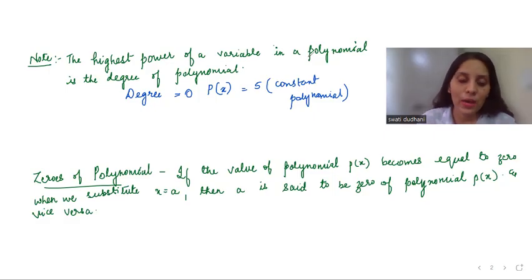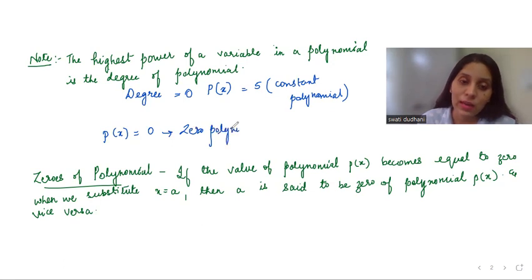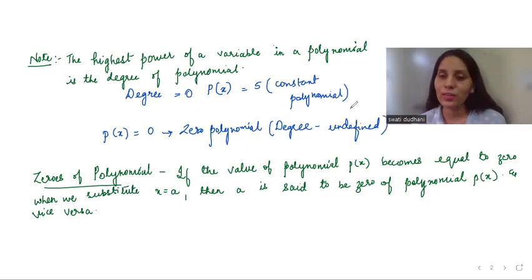They generally come in MCQs. Now next, if at all I have p of x is equal to 0, this is known as zero polynomial. We will discuss it now. And the zero polynomial degree is always undefined. For any zero polynomial, the degree is not defined.